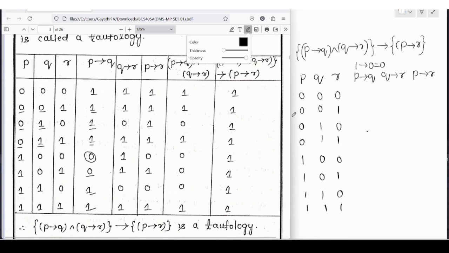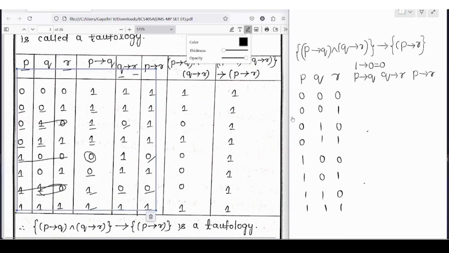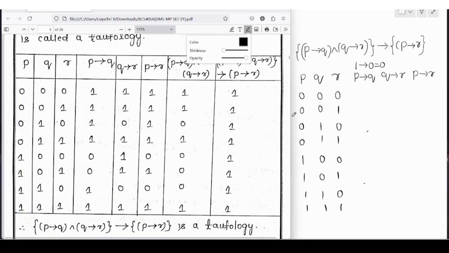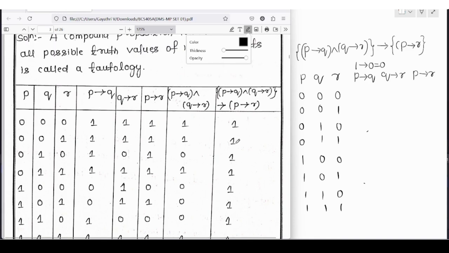Likewise, we need to do this for Q conditional to R and P conditional to R, looking at the relevant propositions. Here Q and R should be considered. For these two, 1 conditional to 0 gives 0, and again for these two, 1 conditional to 0 gives 0. The rest of the truth values will be 1. Similarly for P conditional to R, you need to look at P and R. Here 1 conditional to 0 will be 0, and again for these two it is 0. The rest of the values will be 1. This is how we take the conditionals.